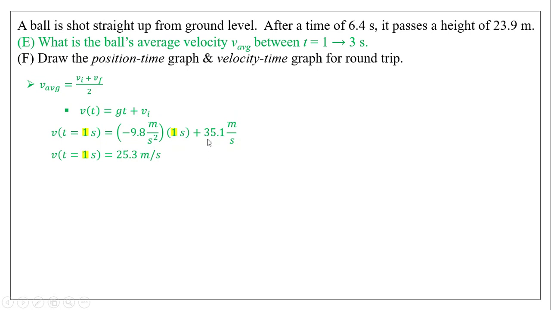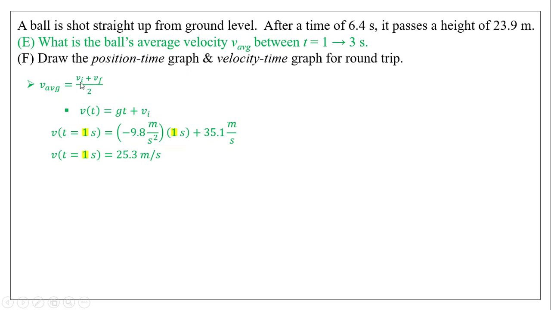Or, literally, you can simply take 35.1 and just subtract 9.8, because on its way up, it slows down at a rate of 9.8, okay? So therefore, this answer makes sense. Now, I already found the velocity at 1 second, which is my VI.